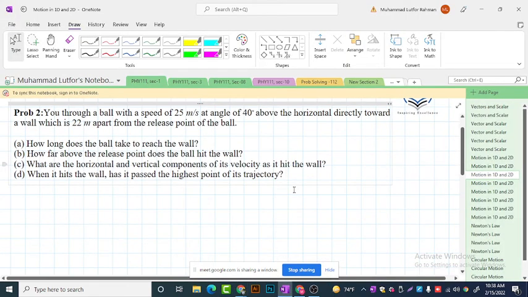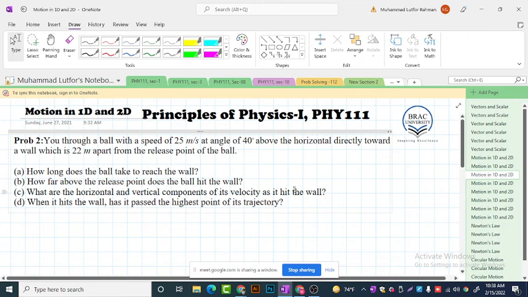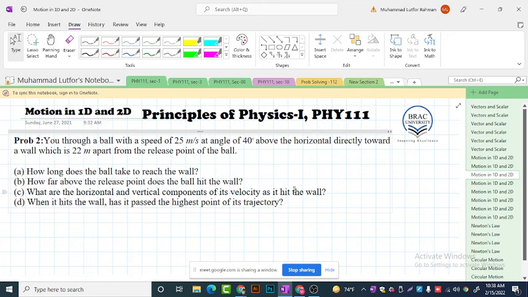Let's talk about another case. Actually, this is a problem. You throw a ball with a speed of 25 meters per second at an angle of 40 degrees above the horizontal directly towards a wall which is 22 meters apart from your releasing point of the ball. How long does the ball take to reach the wall? How far above the release point does the ball hit the wall? What are the horizontal and vertical components of its velocity as it hits the wall? When it hits the wall, has it passed the highest point on its trajectory? This is a very interesting case.